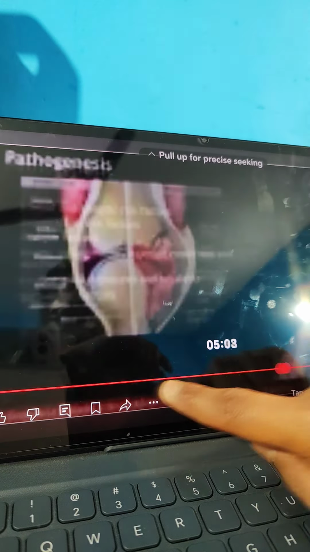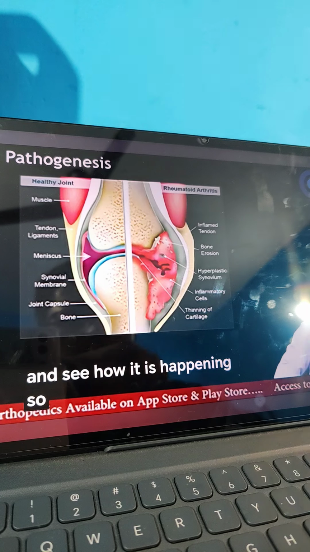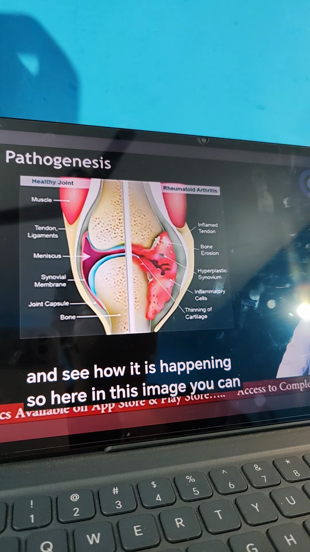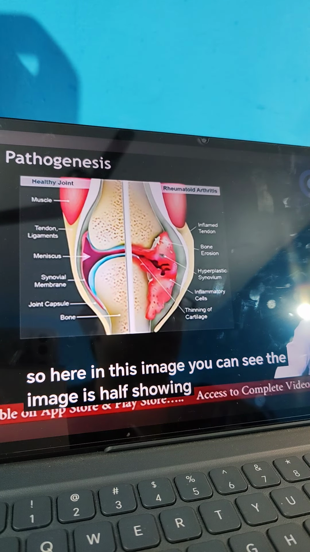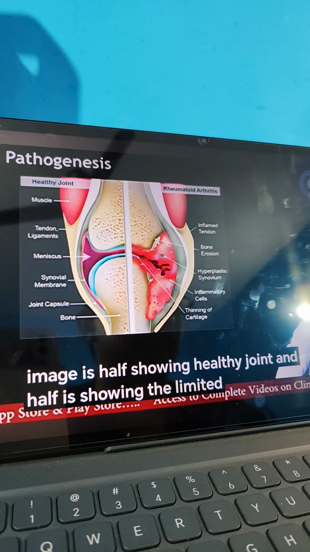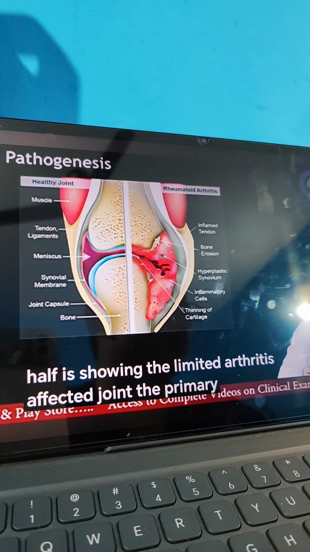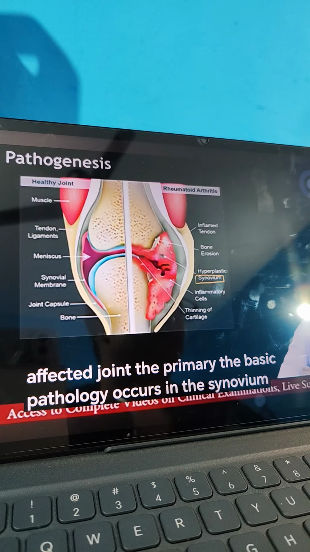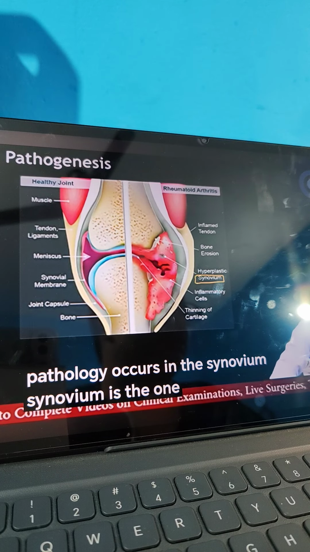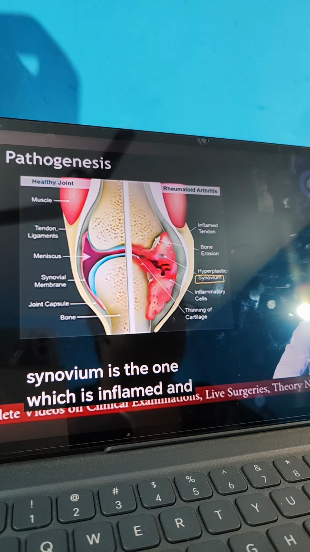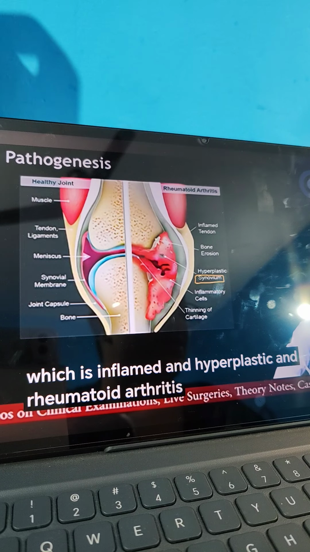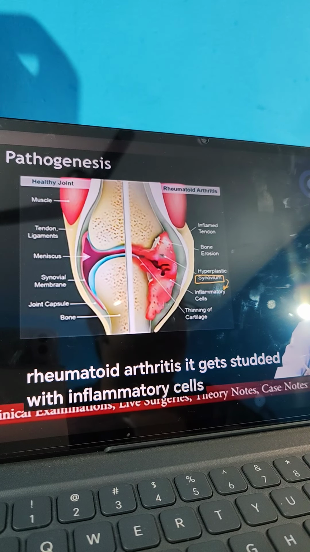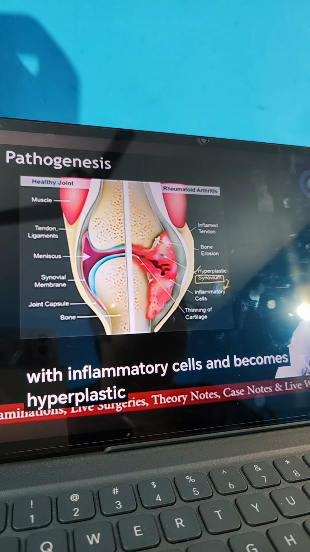Now, what is happening? In this image, half is showing a healthy joint and half is showing the rheumatoid arthritis affected joint. The basic pathology occurs in the synovium. The synovium is inflamed and hyperplastic in rheumatoid arthritis. It gets studded with inflammatory cells and becomes hyperplastic.